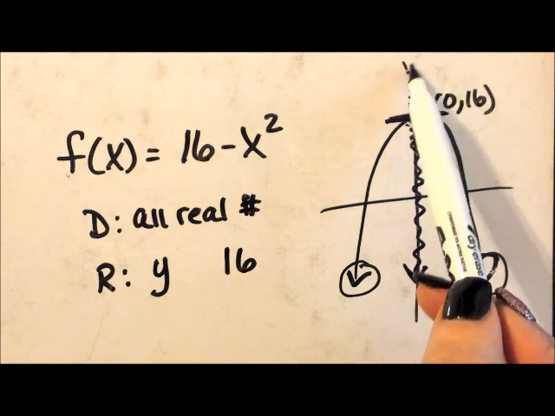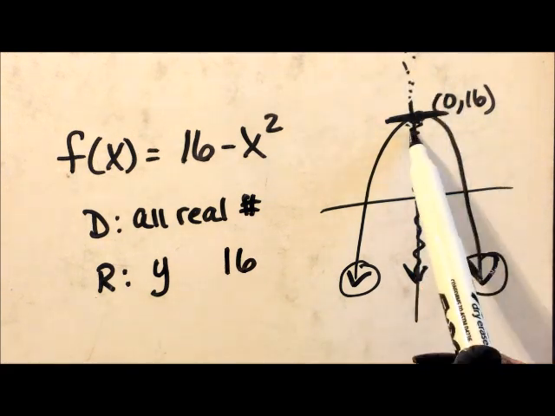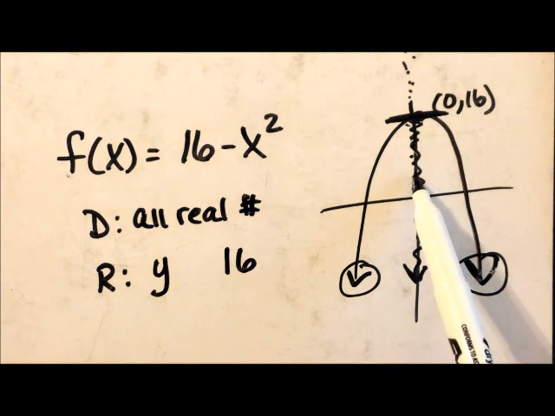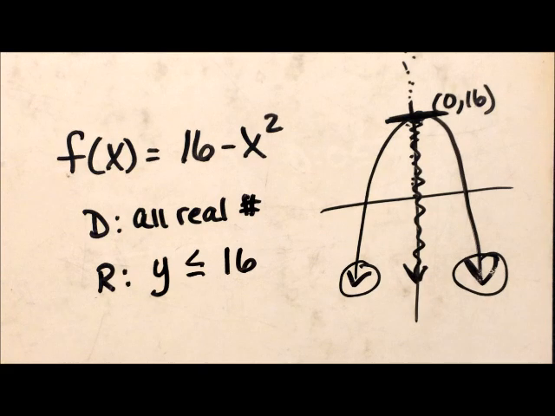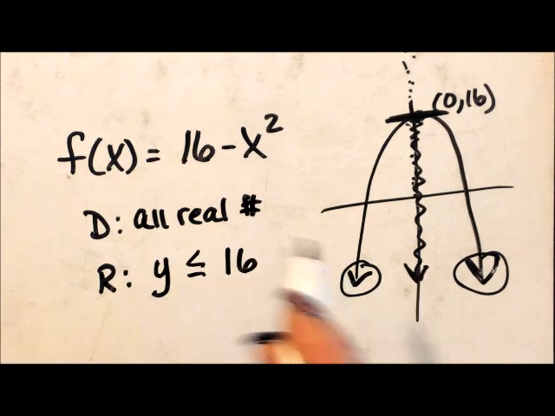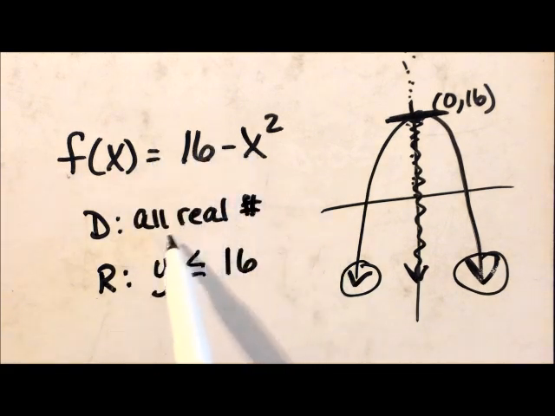17, 18, 19, 20, 21, 22. It's not up here. It's down here. 15, 14, 12, 11, 10, 9, 8, 7, 6. It's going down, so it's less than or equal to. Okay? Pay attention to that. If you have a function like this, your domain's going to be all real numbers, and then you can figure out what your y value is from there.